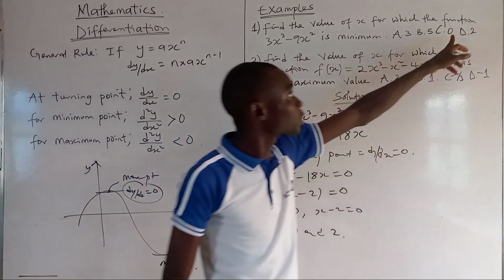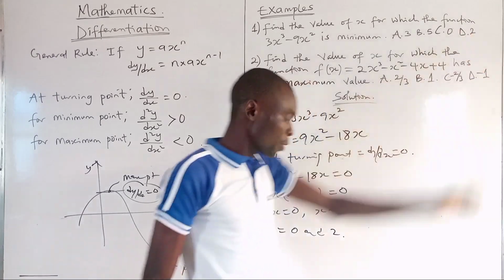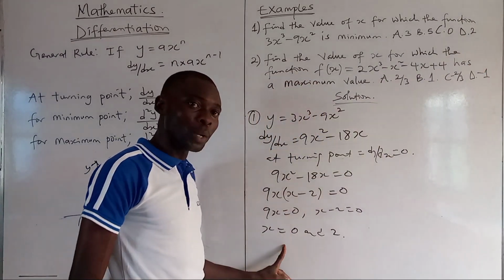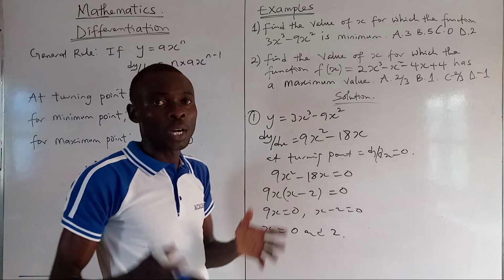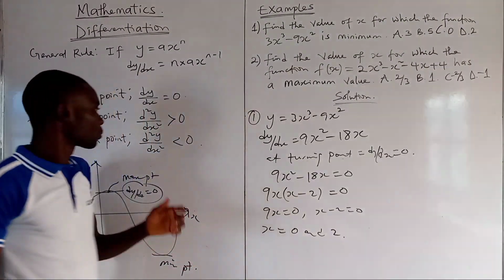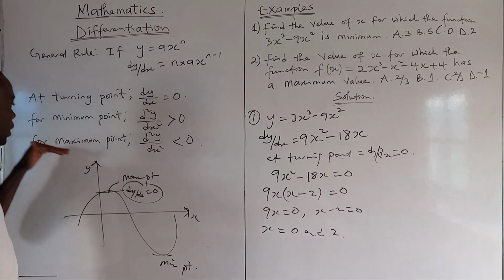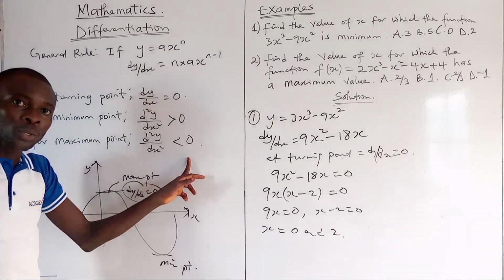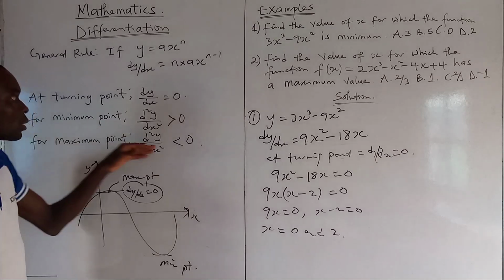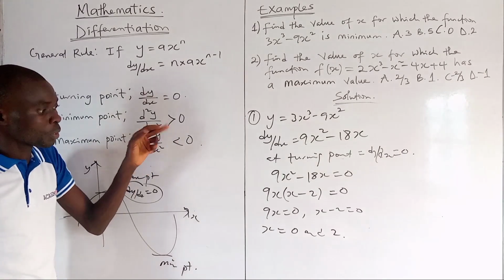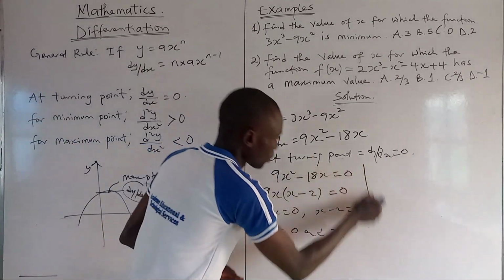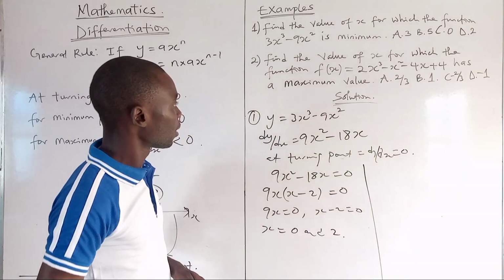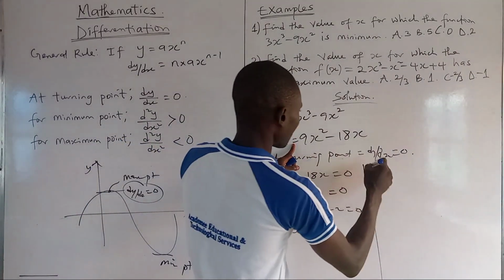And look at the question, both 0 and 2 are in the options. However, we need to know which one is the minimum, which one is the maximum. We can only know that by applying the rule. What does the rule say? The rule said if it is a maximum point, our second differential should be less than 0, and if it is a minimum point, our second differential should be greater than 0. That means we are going to take the second differential of this very differentiation.